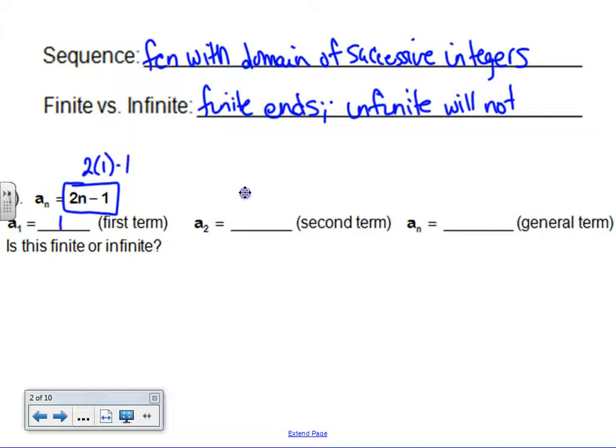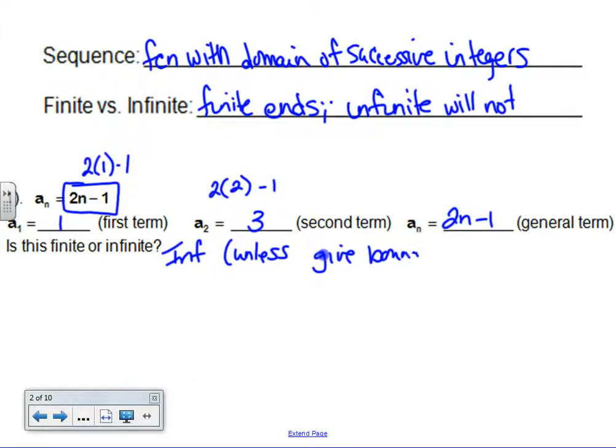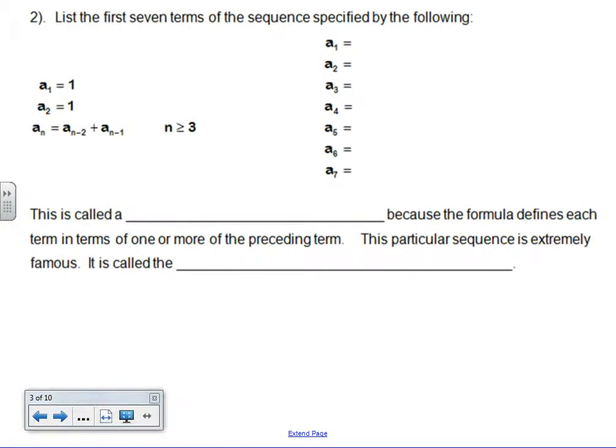The second term of the sequence would be if I take my general formula and I substitute in a 2 for the n. That'd be 4 minus 1, which is 3. And then my nth term, which is called the general term, is if I just leave it in general form. So 2 times n minus 1. And they want to know, is this a finite or infinite sequence? Technically, it's infinite, unless they give me some sort of bound, which they did not. They might say something like for all n between 1 to 100 or something like that.